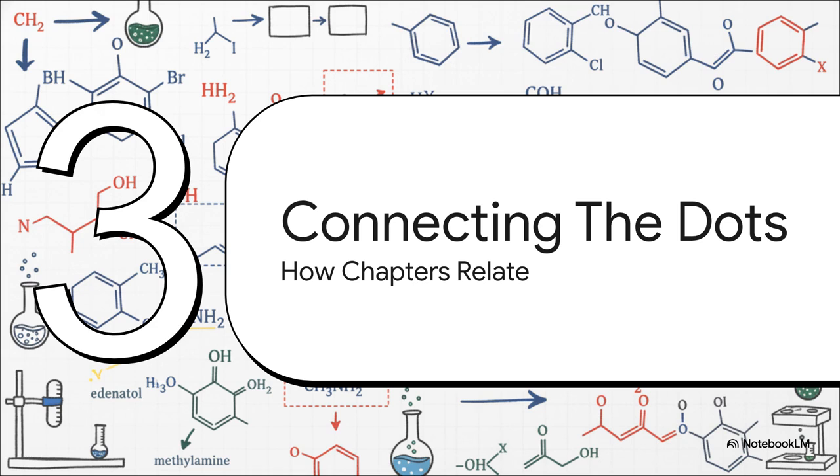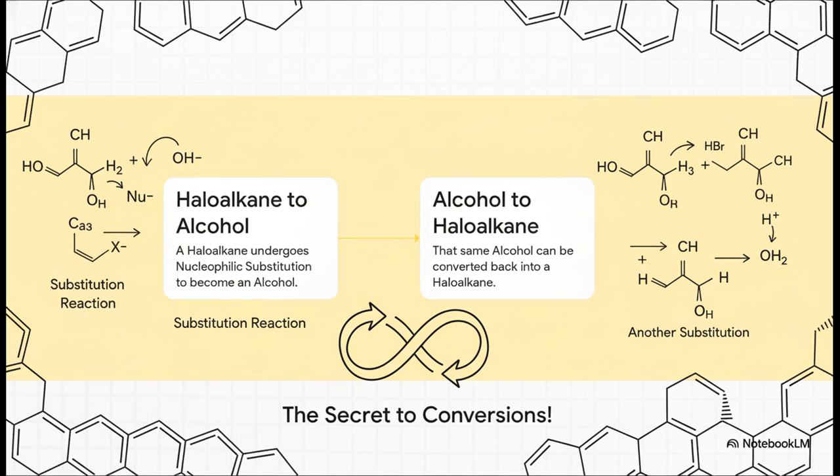Okay, this is it, the final piece of the puzzle. We've seen some hints of how these things are connected, but let's make it absolutely crystal clear. The real secret to organic chemistry is that the chapters aren't just related, they are constantly talking to each other. This slide right here reveals the ultimate secret for mastering conversions. It's a two-way street. With a simple substitution reaction, you can turn a haloalkane into an alcohol. But, and this is the amazing part, you can turn right around and reverse the process. That same alcohol can be turned back into a haloalkane. Once you get that these reactions are cycles, you don't have to memorize some crazy path from A to Z. You just need to know the simple steps between neighbors.